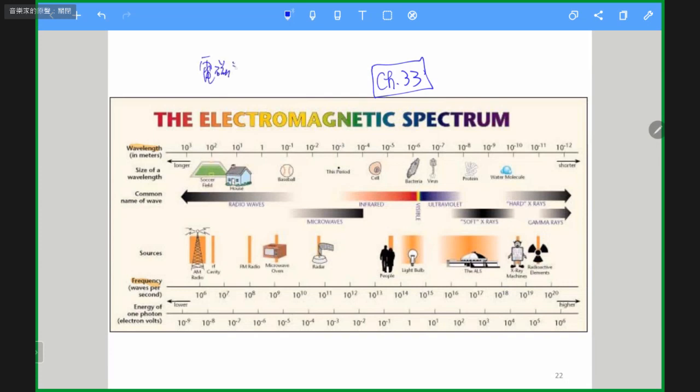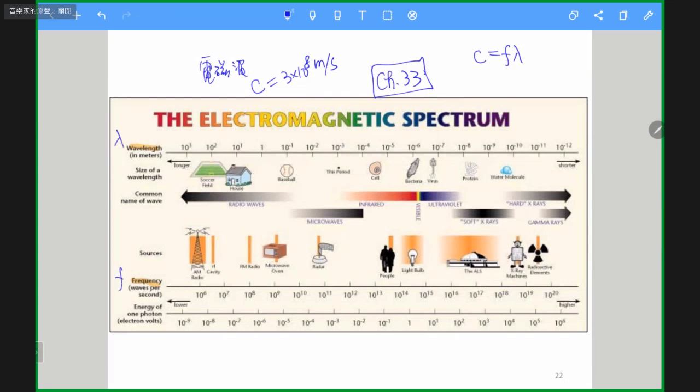The wave speed of the electromagnetic wave is always c equals 3 times 10 to the 8 meters per second in vacuum or in the air. Another equation you may have learned is c equals f lambda. So f is the frequency, lambda is the wavelength. This is lambda, this is f.